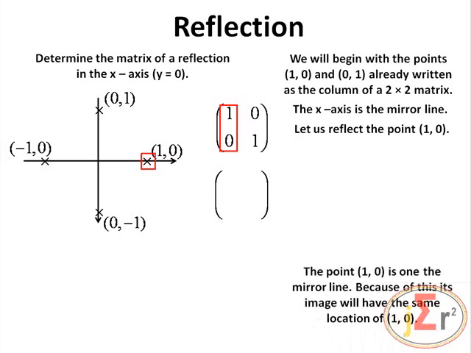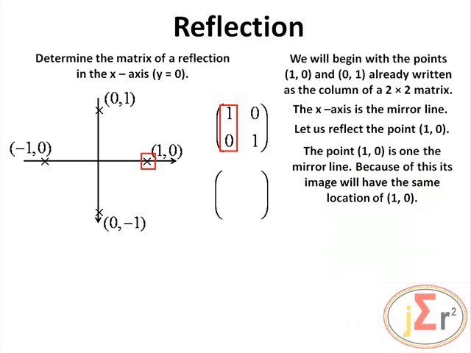Don't forget that the point (1, 0) is on the mirror line. Because of this, its image will have the same location of (1, 0). Go home, go to your mirror, put your finger on the mirror and see where the image of your finger will be. Of course, it's going to be located right at that same point. So (1, 0) has image (1, 0).